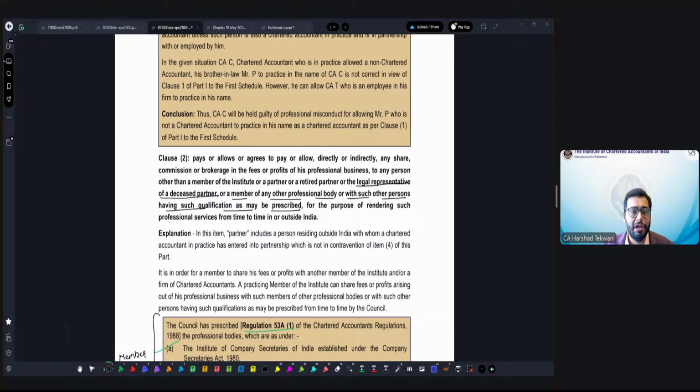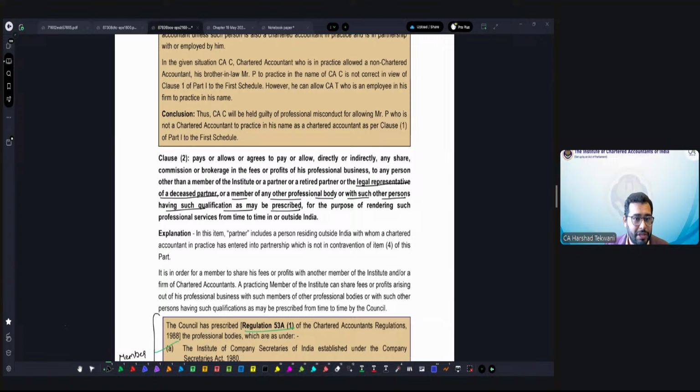Now the legal representative might not be a member of the institute with such qualifications or such degrees. In that case, we have a specific provision for the legal representative of the deceased partner. Plus, if you are going to purchase the goodwill from the deceased partner, in that case you have to pay them, and because of that this is allowed over here.